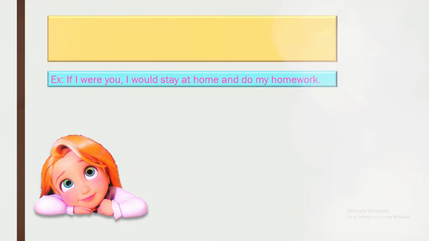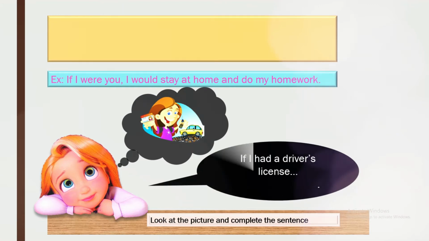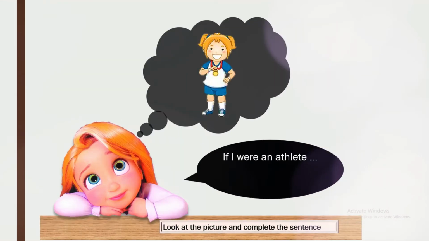Let's do two exercises to practice. Look at the picture and complete the sentence. If I had a driver's license, I would drive a car. Very good. The second one, if I were an athlete, what would you do? I would win a gold medal. Again, it's were, even if it's singular or plural.